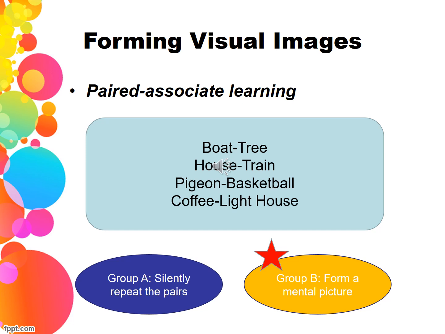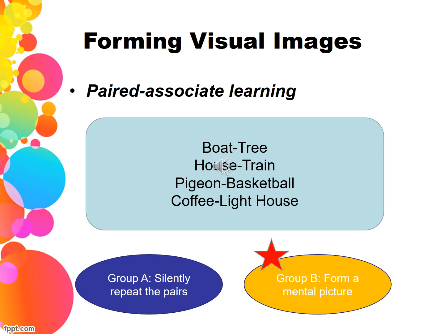They assigned the participants into two groups. Group A silently repeated the pairs, which means they remembered the words: boot, tree, house, train, pigeon, basketball, coffee, lighthouse. For group B, the participants were required to form a mental picture when trying to learn the list of words. So whenever they came to boot, they needed to form an image of a boot. When they came to tree, they needed to form a mental picture of a tree.